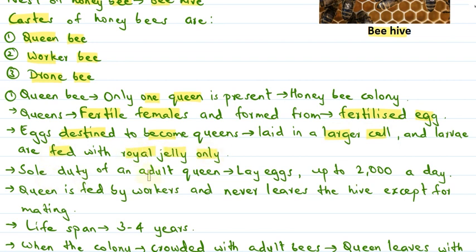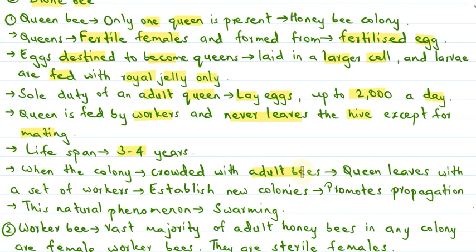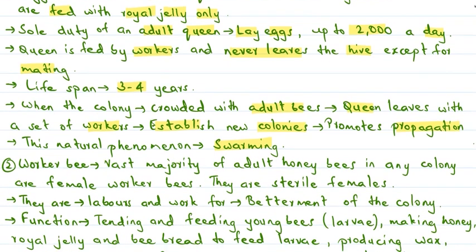The sole duty of the adult queen is to lay eggs, up to 2000 a day. The queen is fed by the workers, and she never leaves the hive except for mating. The lifespan of queen bees is around 3 to 4 years. When the colony gets crowded with adult bees, the queen leaves the colony with a set of workers to establish a new colony and promote propagation. This natural phenomenon is known as swarming.